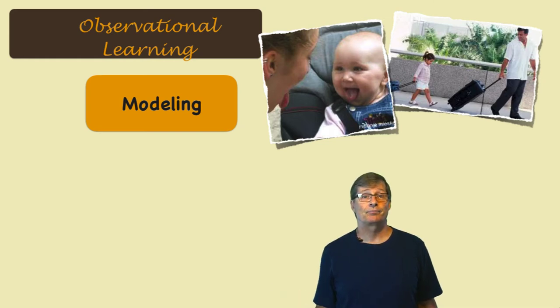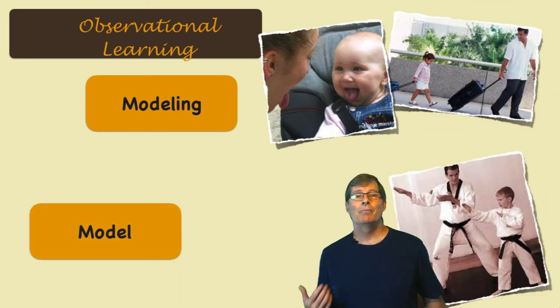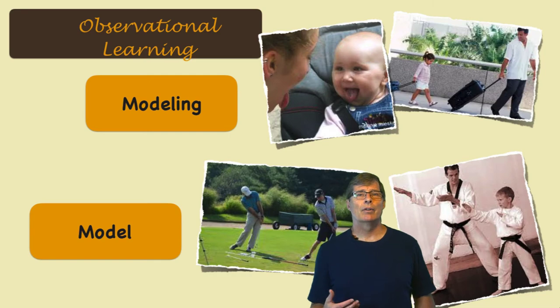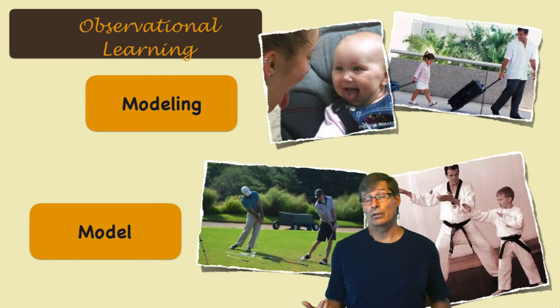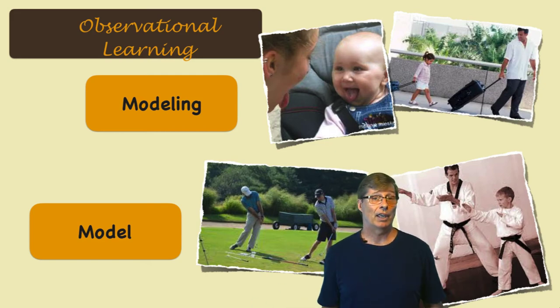Now, one of the things that's key about modeling is having a model. A person who demonstrates a behavior or whose behavior is imitated is considered the model. And we often see this in the way that we have learned. If you've learned a particular skill, often there was somebody that you watched doing it so that you could replicate what was being done.